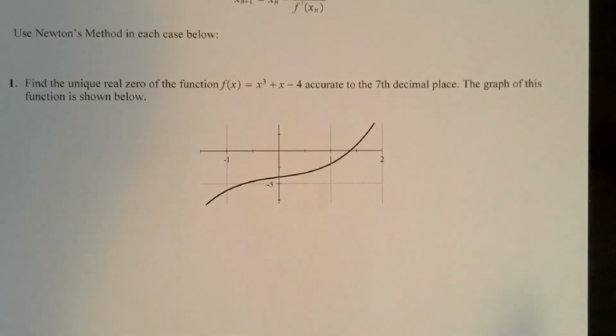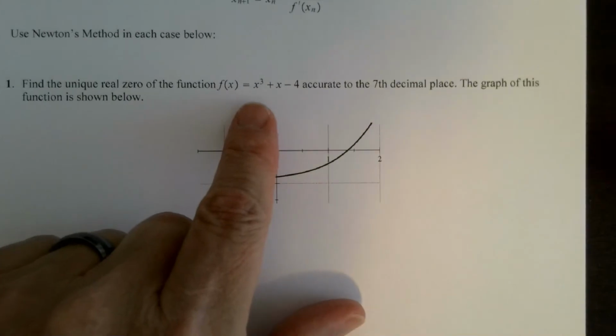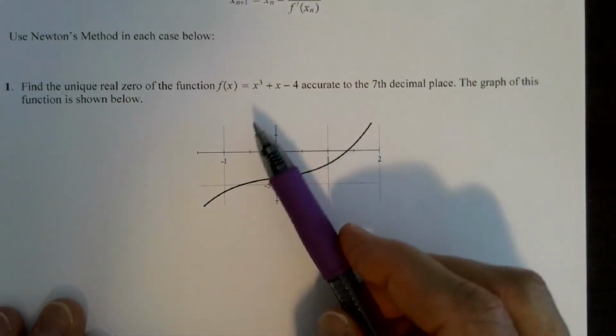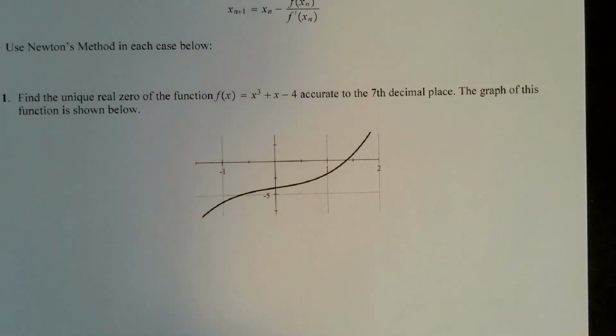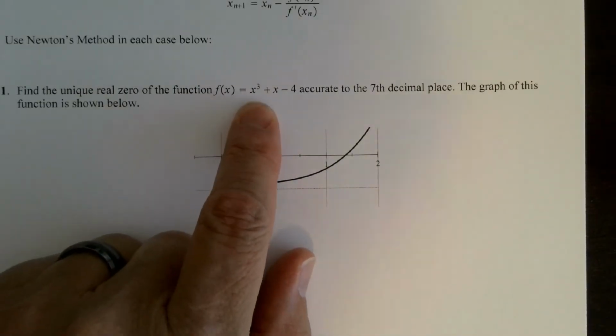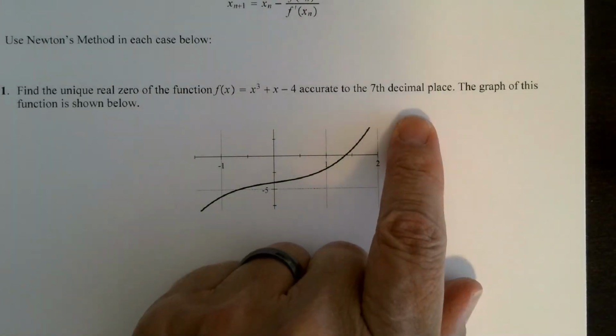So let's find the unique real zero of the function x cubed plus x minus 4. I've graphed that function here. Notice this is not a quadratic function, so you can't use the quadratic formula. If I could use the quadratic formula, I wouldn't have to worry about Newton's method. But this is not a quadratic; it's cubic, and we want to find the root accurate to 7 decimal places.